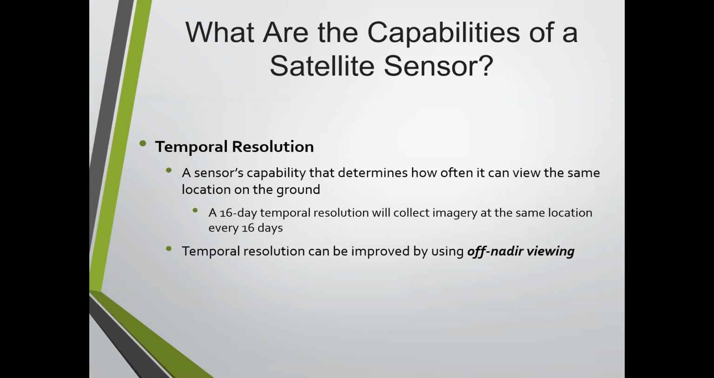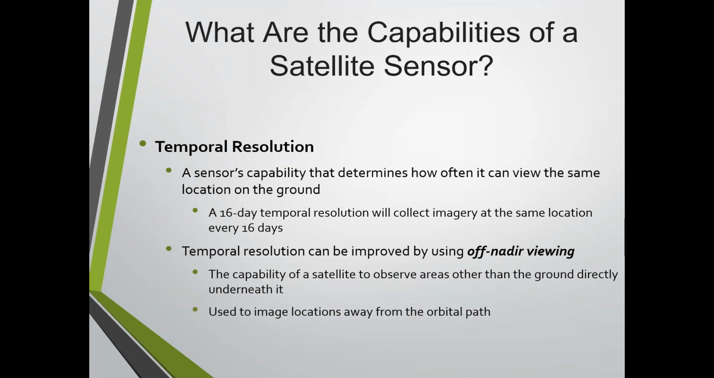Now, temporal resolution can be improved by using what's called off-nadir viewing. So instead of looking straight down, you could send the sensor so that it could look left or right and take images in areas that it's not directly underneath, to actually help improve that resolution, in other words, the amount of time. So if it took you 3 days to get to a point, if you did a little off-nadir viewing, you might be able to get to that point quicker. So they can use that concept. Okay, so that gives you the ability to not just observe what's underneath, nadir viewing. So it's used to image locations away from your orbital path or your orbital plane.